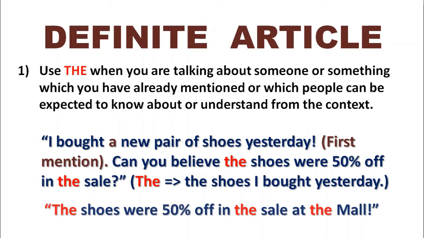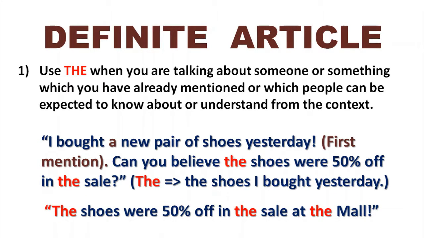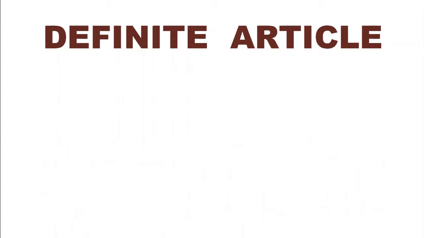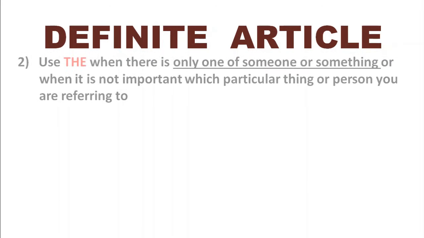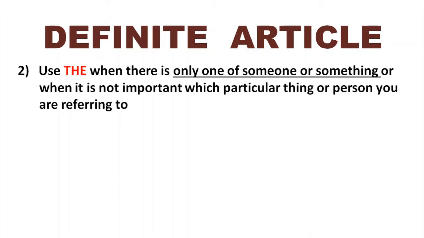Let's look at the next sentence. The shoes were 50% off in the sale at the mall. So the shoes were 50% off. We've introduced the shoes in the first sentence. The sale is something that we understand because if you buy shoes for 50% discount, there's probably a sale going on. And then the last bit says at the mall. So what is the status of at the mall? Well, that brings us to the second rule.